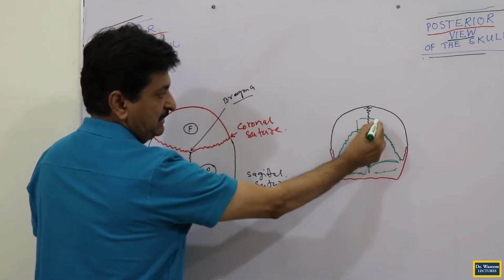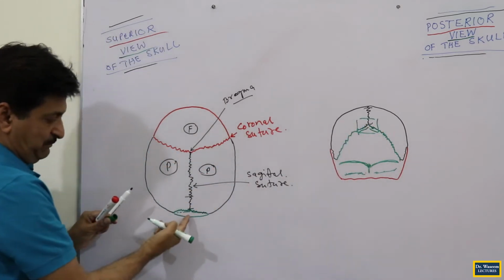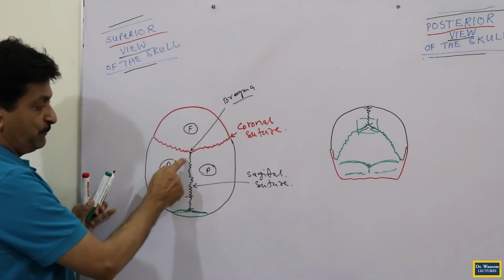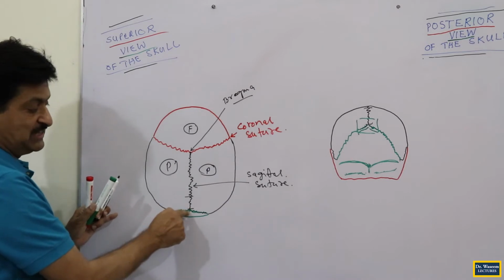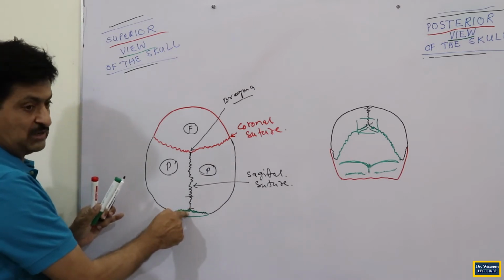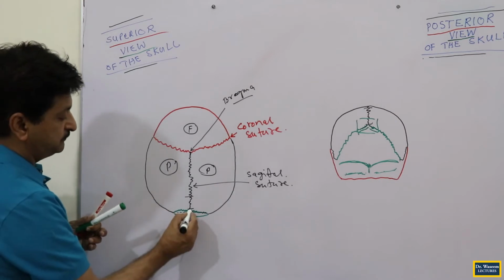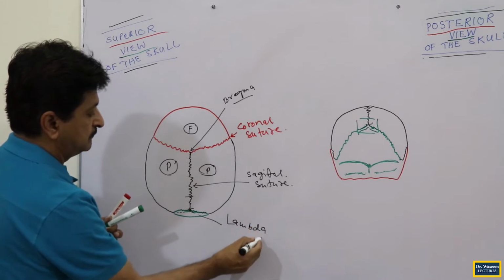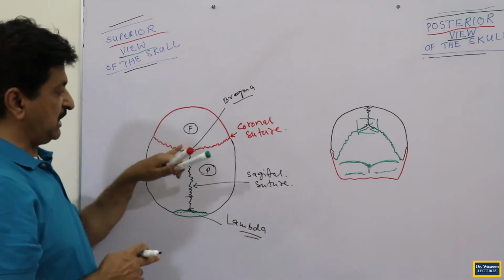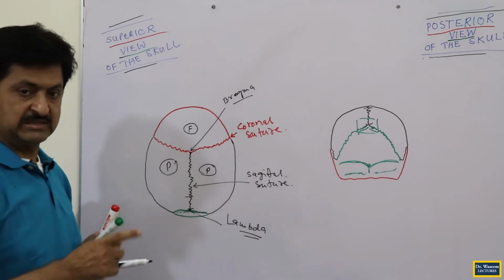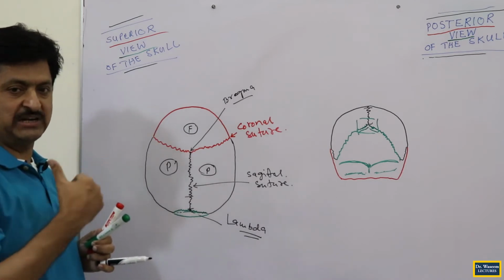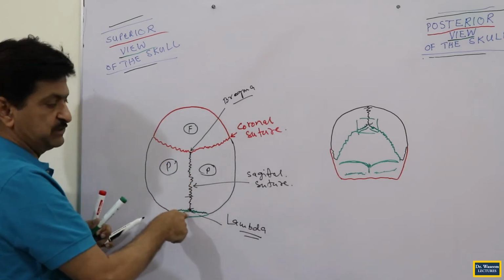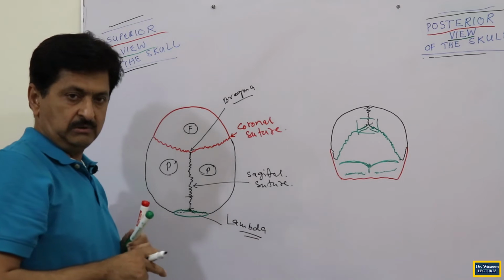So this area which is more visible on the posterior side can be visible here on the superior side also. So you say that the lambdoid suture starts where the posterior end of your sagittal suture touches the midpoint of the lambdoid suture, and that point is called the lambda. This is called bregma, this is called the lambda. The anterior end of the sagittal suture joins the midpoint of the coronal suture, and the posterior end joins the midpoint of the lambdoid suture.